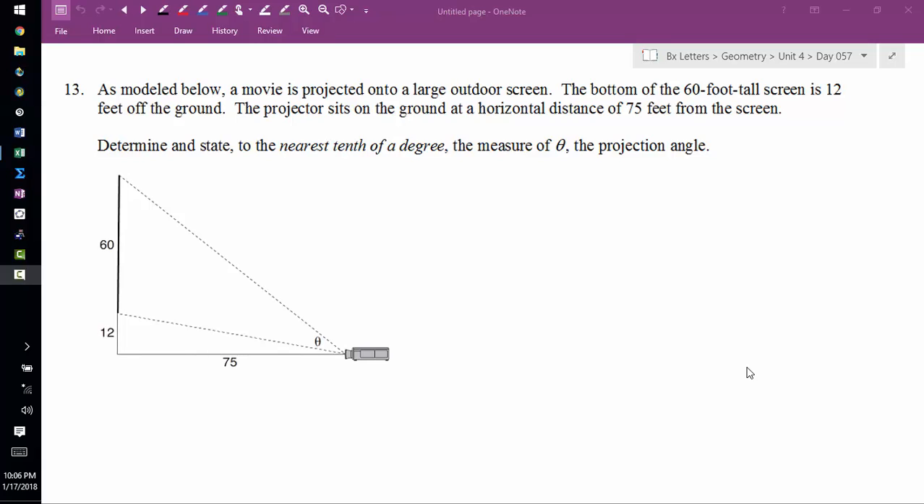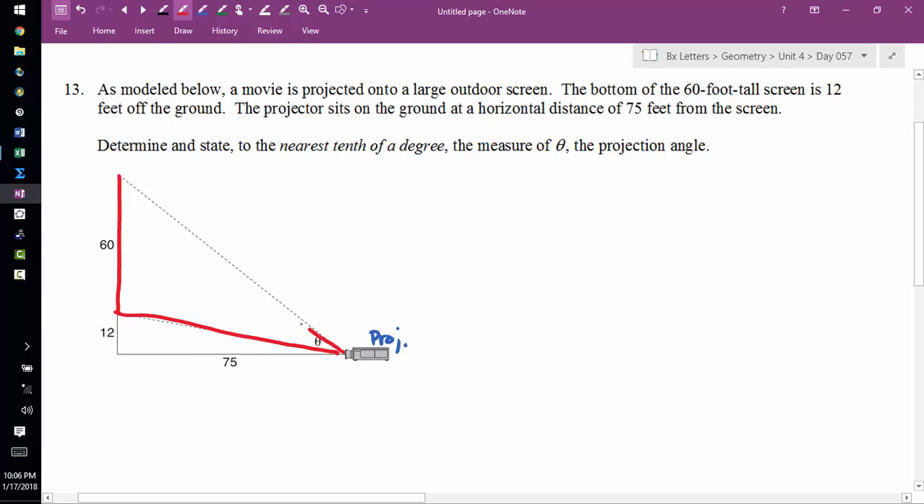It says, as modeled below, you've got a movie projector. There's the projector, and it's projecting a movie onto a large outdoor screen. And this looks like it's the screen, because that projection is what's getting traced out by those dotted lines in that angle. Okay, yeah, that's the screen. Great. The bottom of the 60-foot tall screen is 12 feet off the ground. Okay, so this must be the ground.